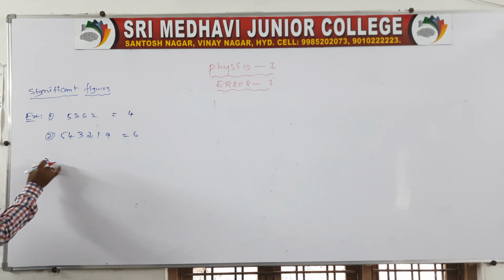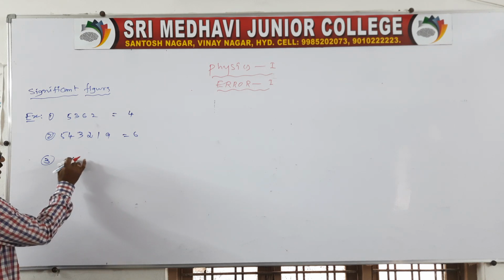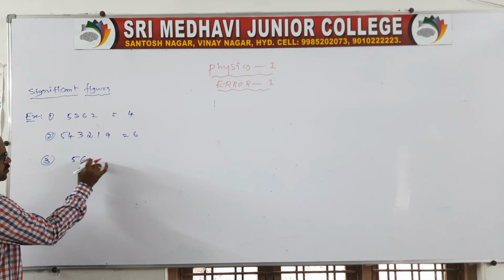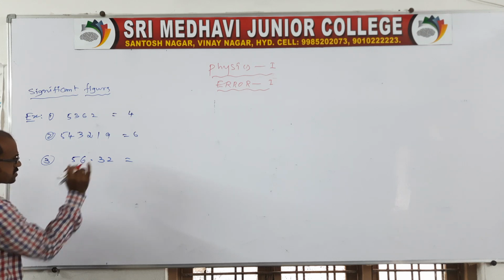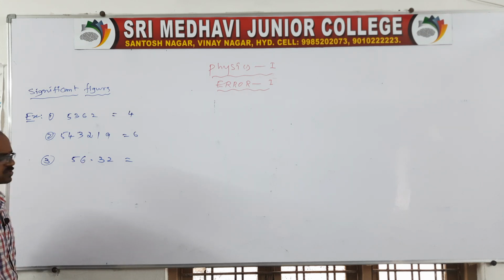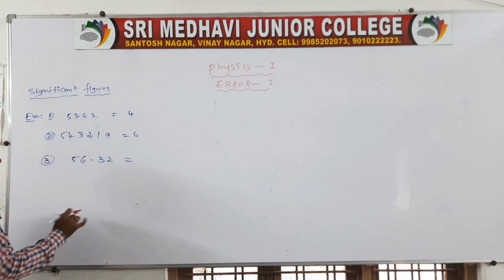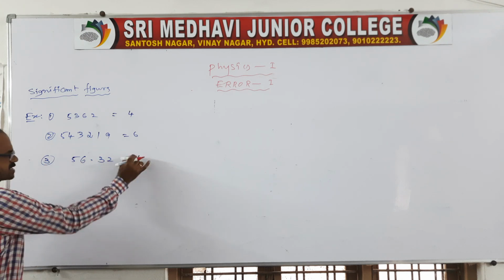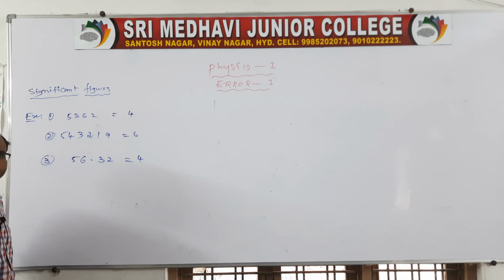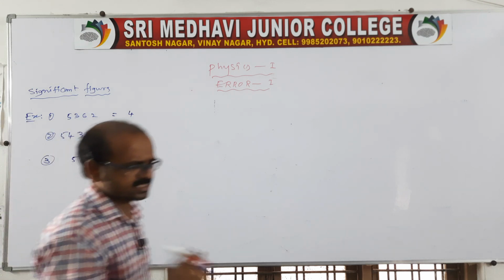Sir, suppose sometimes he may give you decimals. Suppose 56.32. See, 32 is also most worthy and trustworthy. So again, with the decimals, you say 1, 2, 3, 4 are significant. Okay. So like this we have some rules related to significant figures.